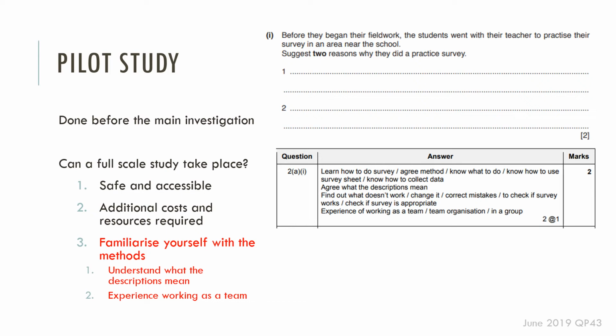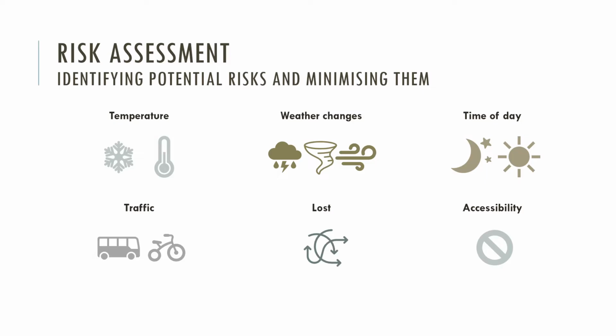So here we go. These are some key points that you can mention. Again, these are relatively generic. You can apply most of these to any form of investigation. You might also be asked questions on the risk assessment. So again, these are some of the main potential risks that you could dip into: temperature, weather changes, time of day, traffic, getting lost, how accessible these areas are.